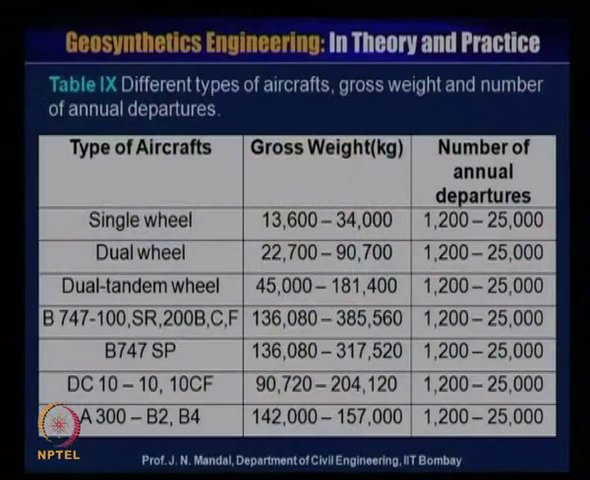And this is the table of different types of aircraft, gross weight and number of annual departures. You can see the different types of aircraft are given, and the gross weight is also given, which lies between 13,600 and 34,000 kg. Even then you can have 1,42,000 to 1,57,000 kg gross weight, and the number of annual departures nowadays is 1,200 to 25,000. You can see how the gross weight is increasing. That is why the modified design chart will be very useful.